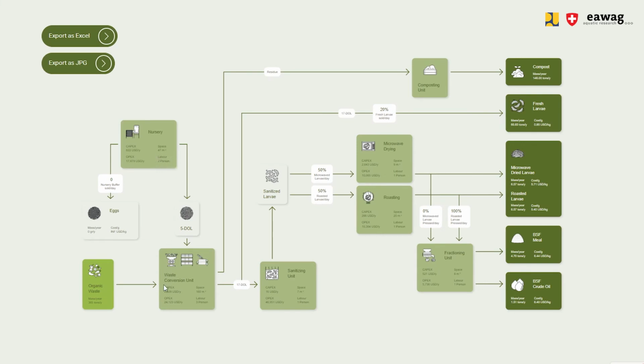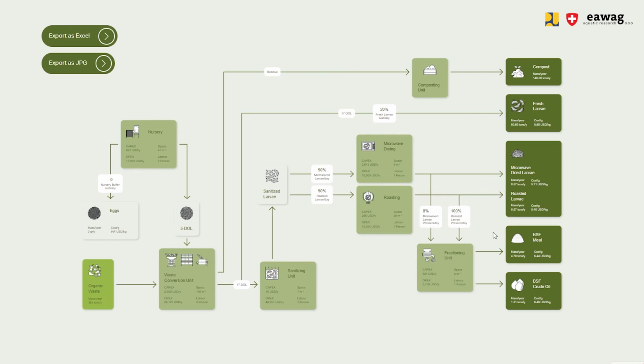Now we go to the waste conversion unit and you can see the same four values coming out: CapEx, OpEx, space, and labor. In this case, the CapEx and OpEx costs are presented in US dollars per year, as with the nursery, and the space here is 160 square meters, and the labor is 3 persons. We go to the sanitizing unit, find the same values: microwave drying, roasting, fractioning, with the same units.